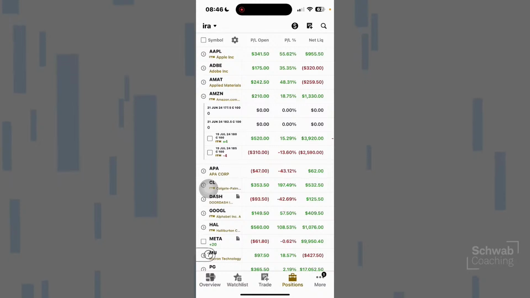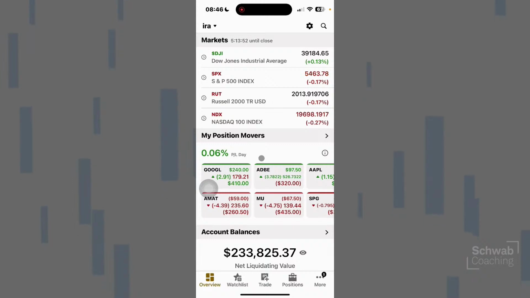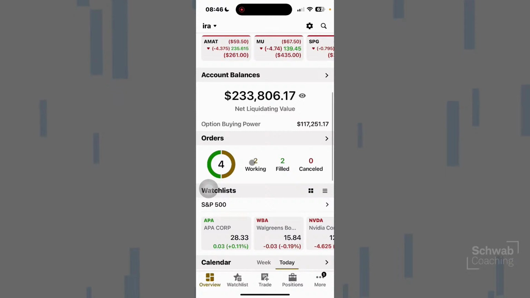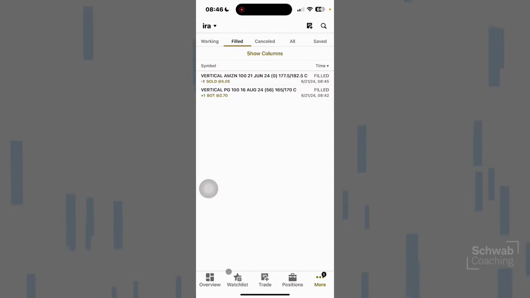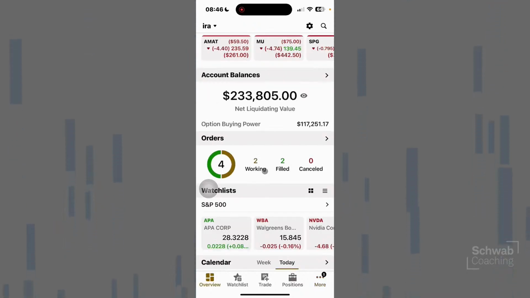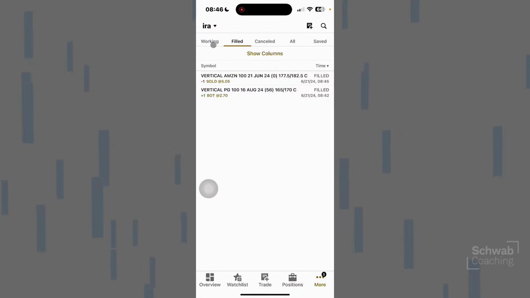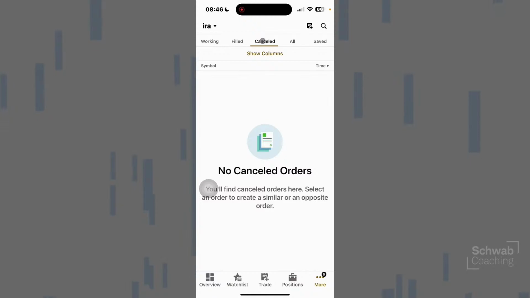Well, we're going to go back to the overview tab down at the bottom and click on that. One place we could see it is if I went back to the overview and said, hey, what positions filled today? We have 4 orders: 2 are working, 2 filled. How do I see which ones are filled? Click on where it says 2 filled, and it literally shows which ones are filled. How do I see which ones are working? Click right there where it says working. Working, filled, canceled, etc.